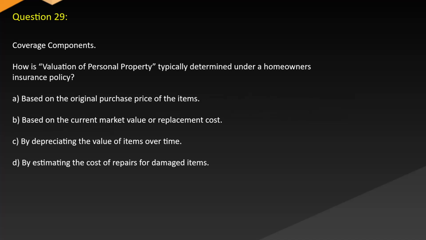Question 29. Coverage components. How is valuation of personal property typically determined under a homeowners insurance policy? A. Based on the original purchase price of the items. B. Based on the current market value or replacement cost. C. By depreciating the value of items over time. D. By estimating the cost of repairs for damaged items.